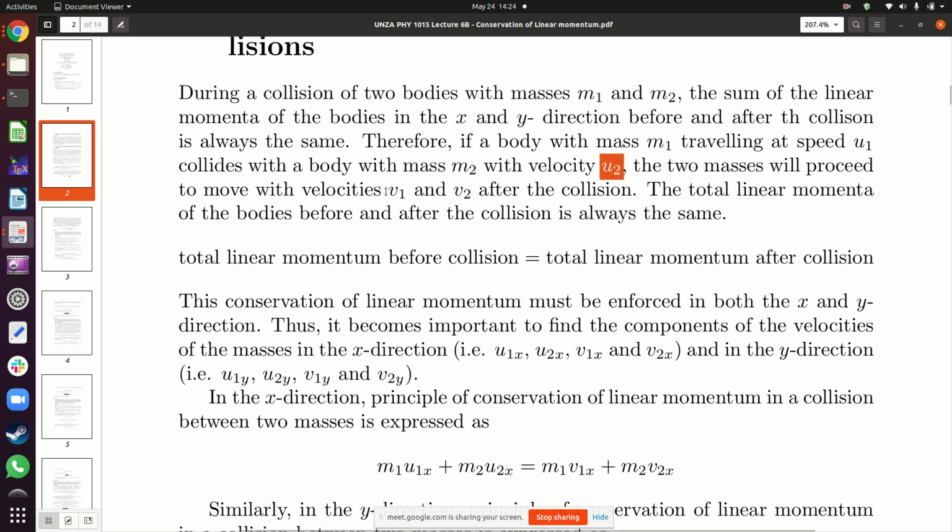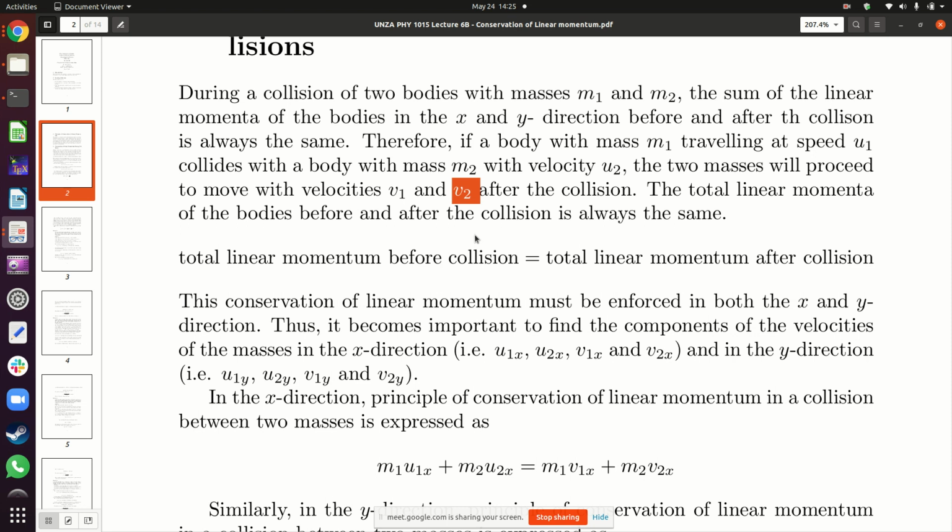Similarly, after the collision, with this velocity v1, you need to find the x component of v1: how much is v1 along the x direction and how much is v1 along the y direction. So you're talking about v1x and also v1y. v1x is going to be the velocity of mass 1 along the x direction, and v1y is going to be the velocity of mass 1 along the y direction. Similarly, for v2, you need to find how much this velocity is along the x direction, so that's going to be v2x. You also need to find how much this velocity is along the y direction.